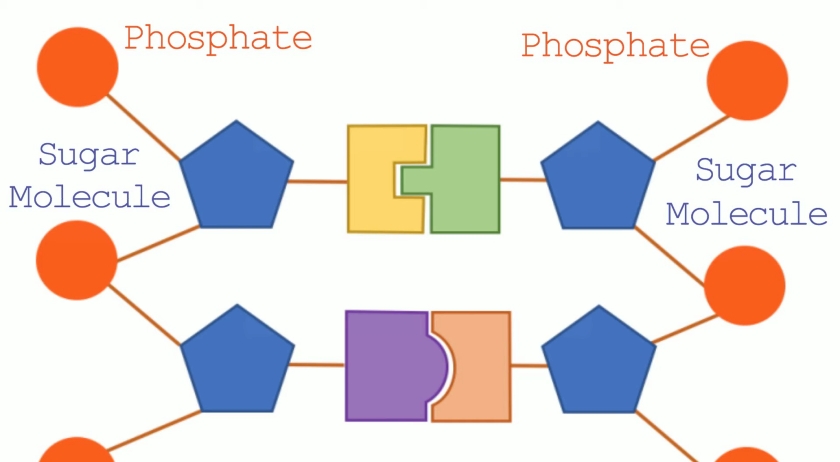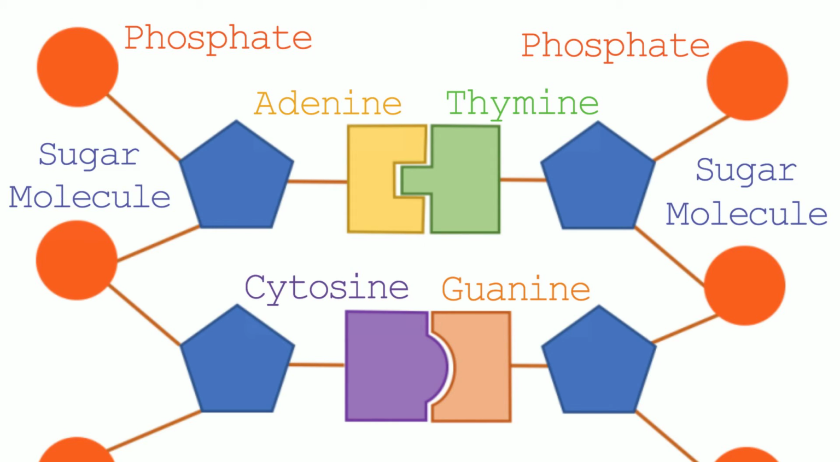These sugar molecules are then joined to the nitrogenous bases. For the nitrogenous bases, we need to remember the pairing rule, and the pairing rule states that A and T are going to be pairs, and C and G are also going to be pairs. We can use GCAT to remember this. G and C are complementary bases, and A and T are complementary bases.